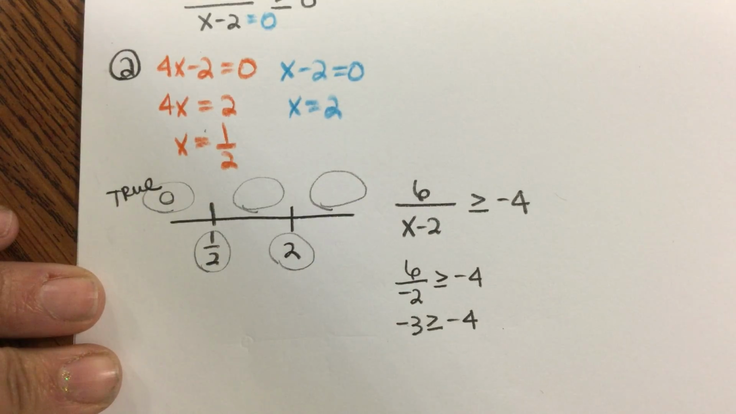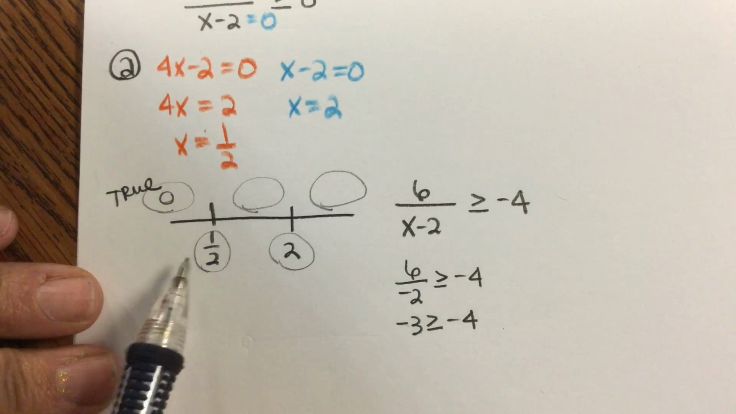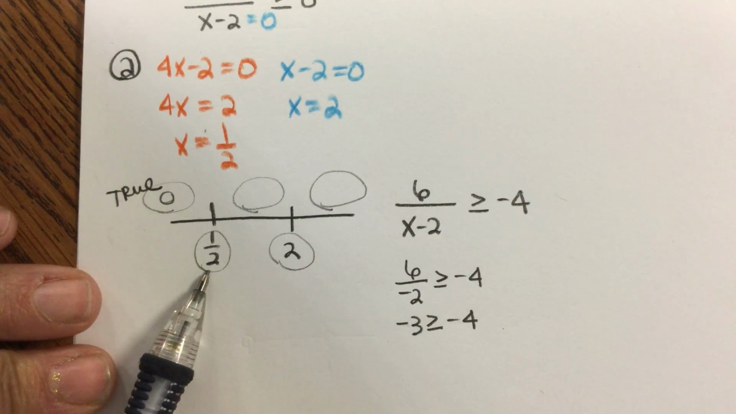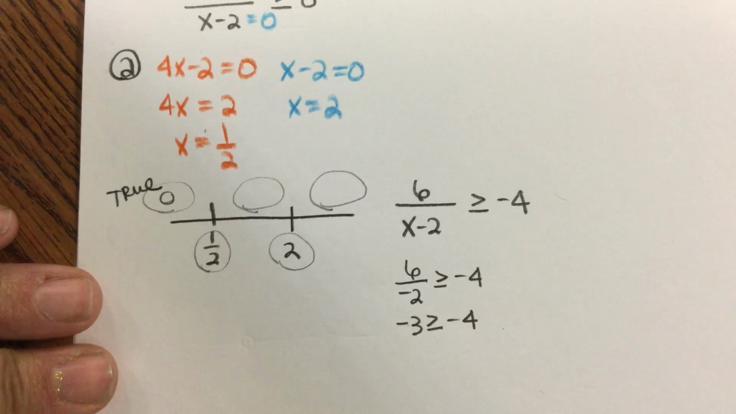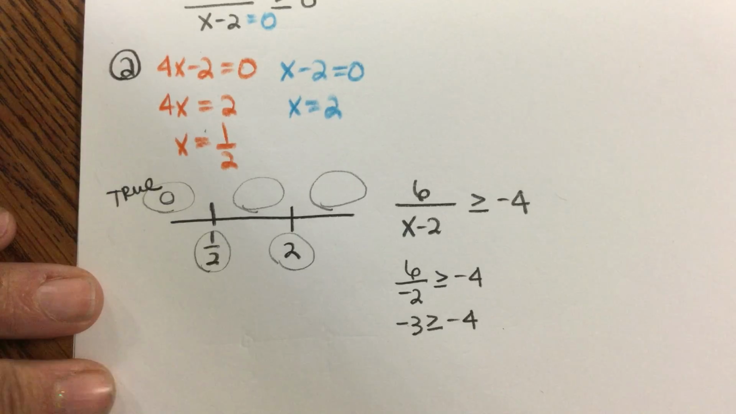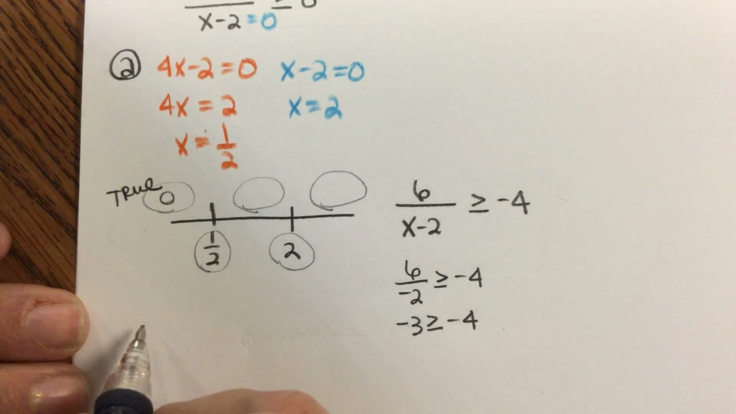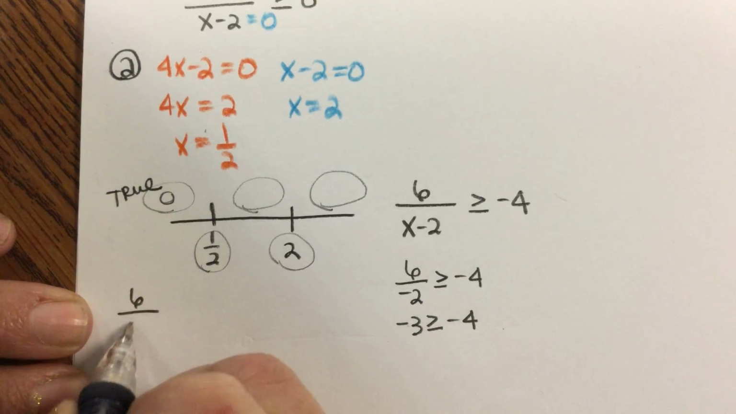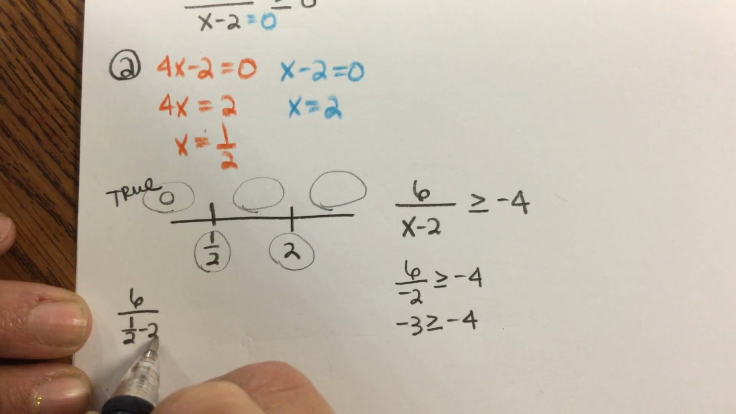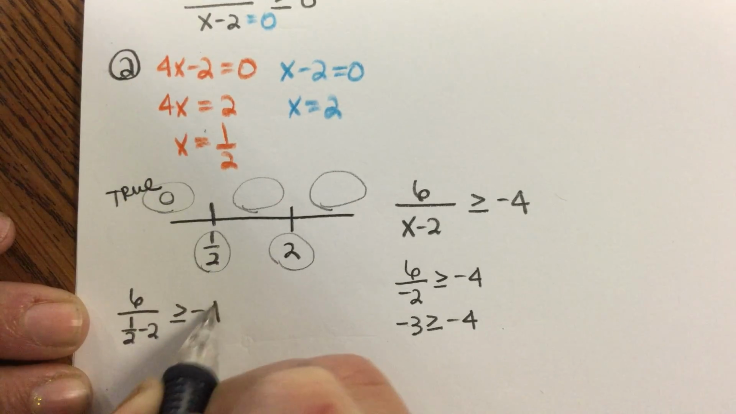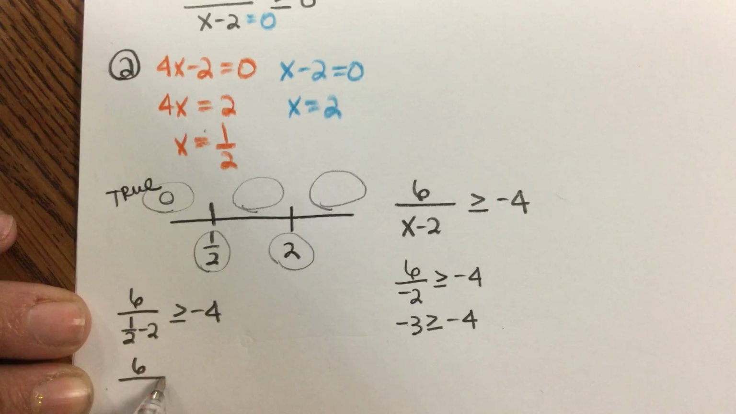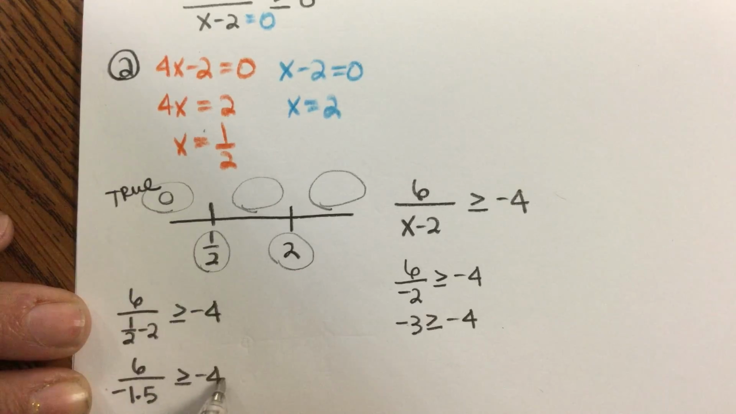Now we have to plug in 1/2. We need to see if this gives us a true statement so we know whether this is going to be a solid circle or an open circle. So let's plug in 1/2. Okay, so I'm just going to do 6 over 1/2 minus 2 is greater than or equal to -4. So 6 all over -1.5. Is that greater than or equal to -4?